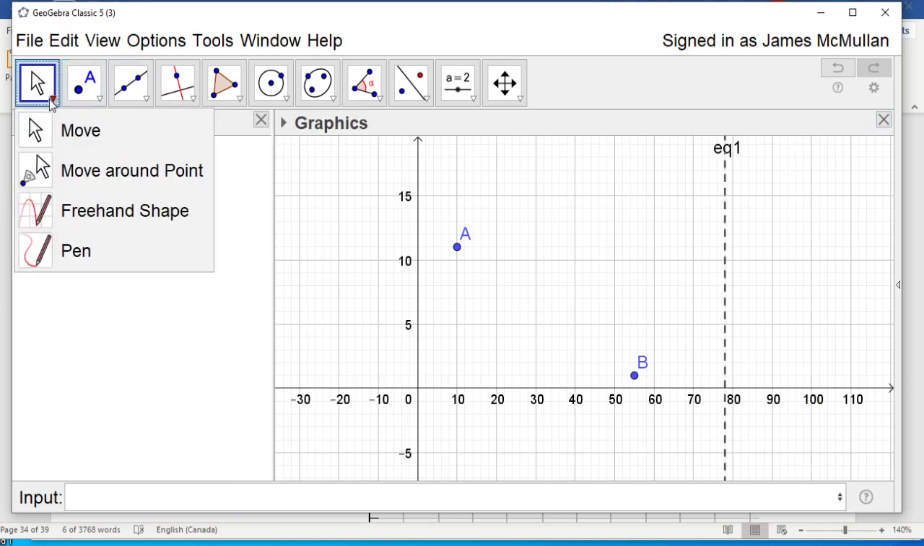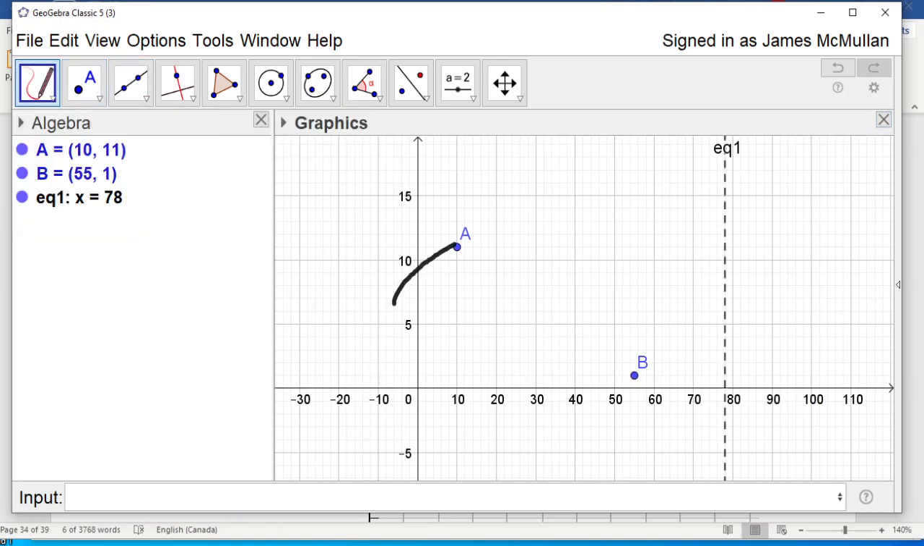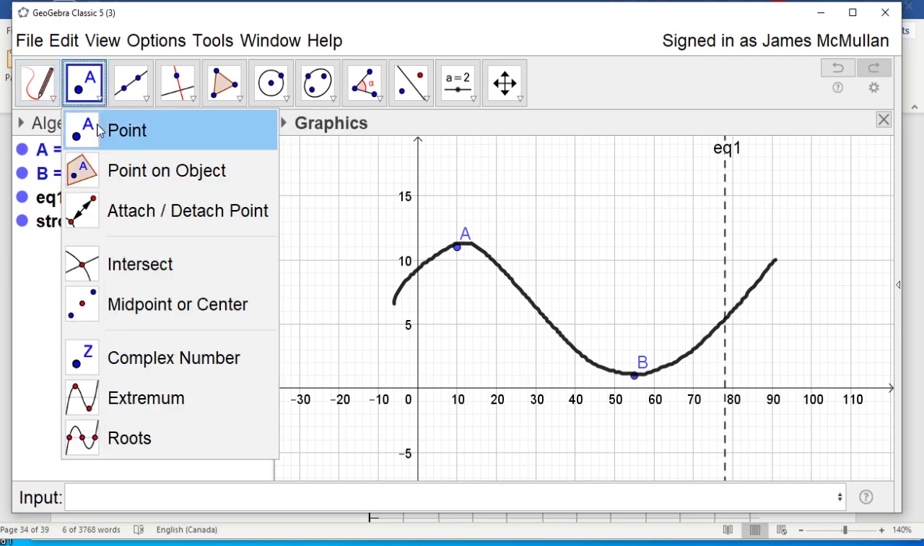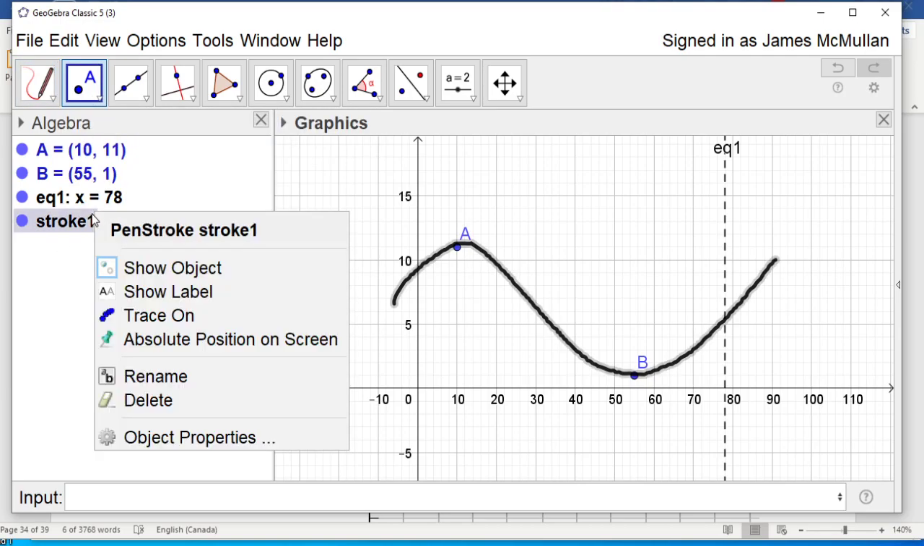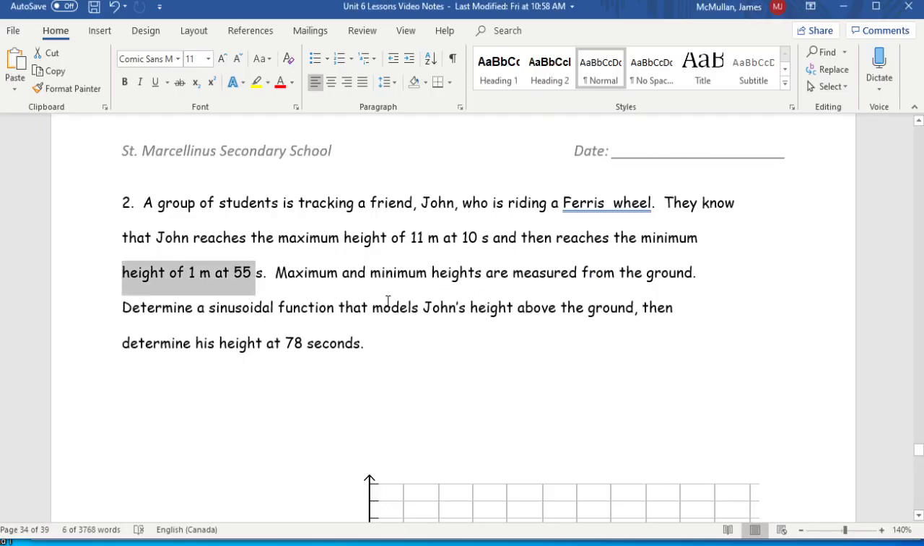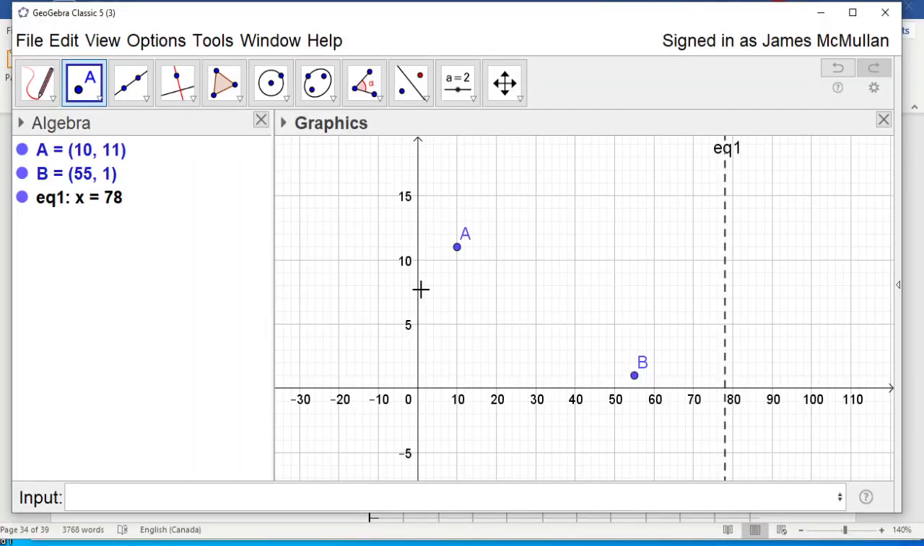So again, if we're just drawing it by hand, we might say, as a guess, it's like 6 or 7 meters. I think I drew this a bit too wide. Anyway, let's see if we can figure this out. I actually may have drawn this too narrow. It says maximum and minimum heights are measured from the ground. Determine sinusoidal function, and then okay. So how do we know enough stuff to answer this?